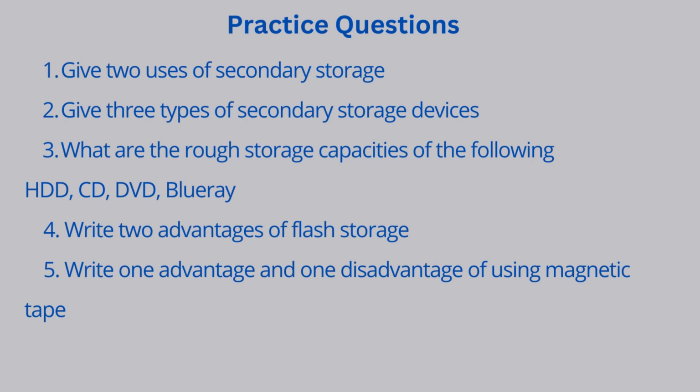Third one: what are the rough storage capacities of the following? Hard disk, CD, DVD, and Blu-ray. Okay. Hard disk drive, nowadays it's around 1 terabyte, and CDs it's about 700 MB. DVDs, one side is 4.7 GB, and Blu-ray single sided is 25 GB, and both sides it could go up to 50 GB.